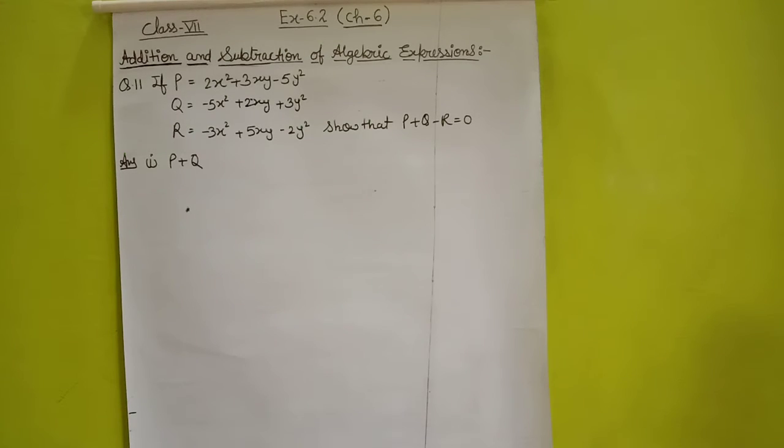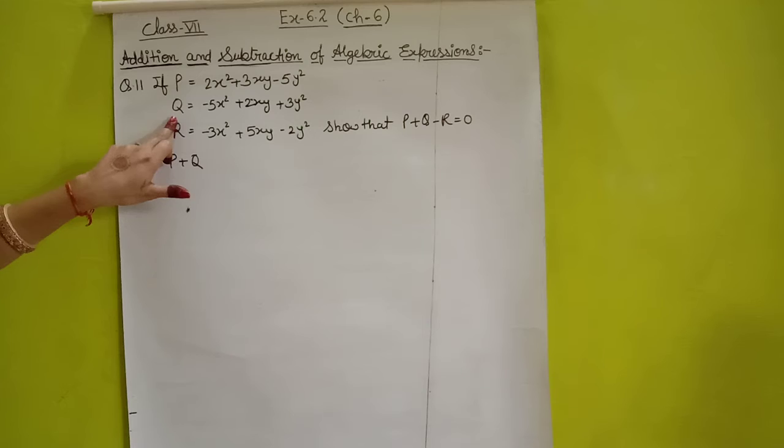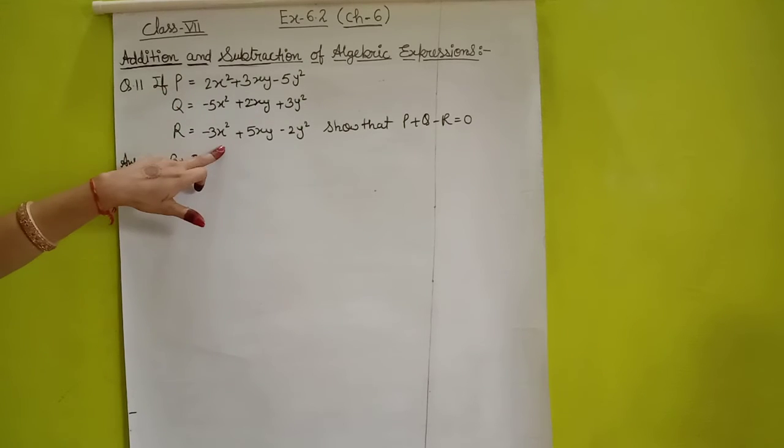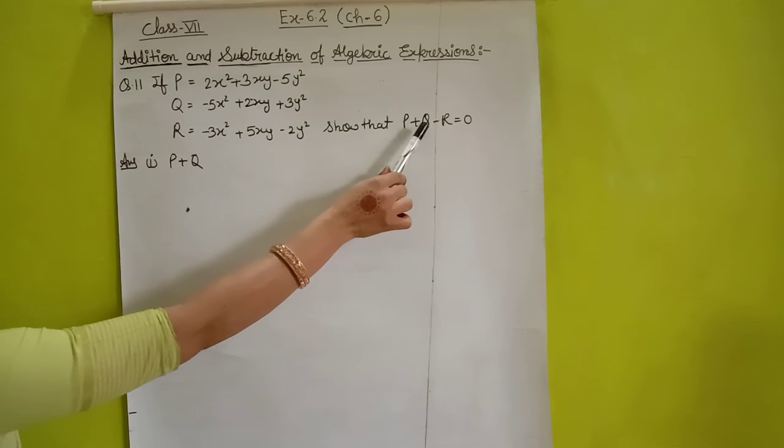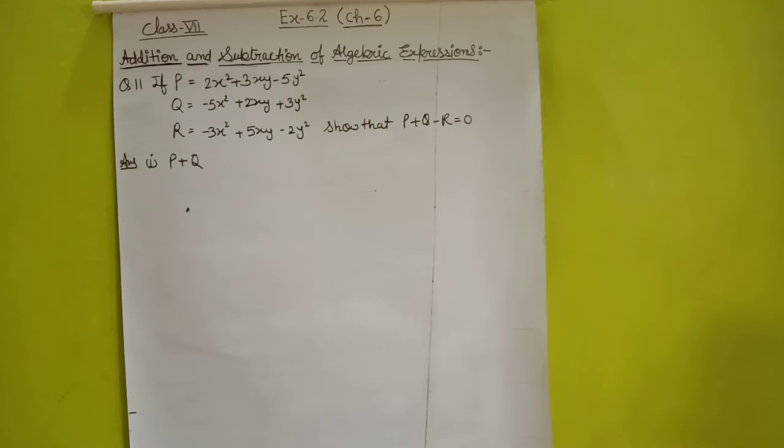After question number 10, students, question number 11. This is a very interesting question. The values of P, Q, and R are given in the form of algebraic expressions, and we are to show that P plus Q minus R is equal to 0.